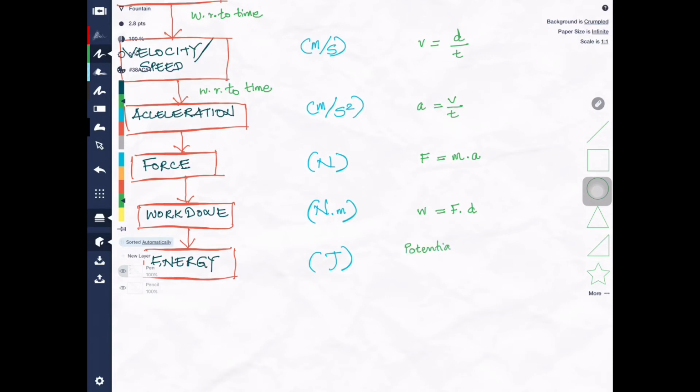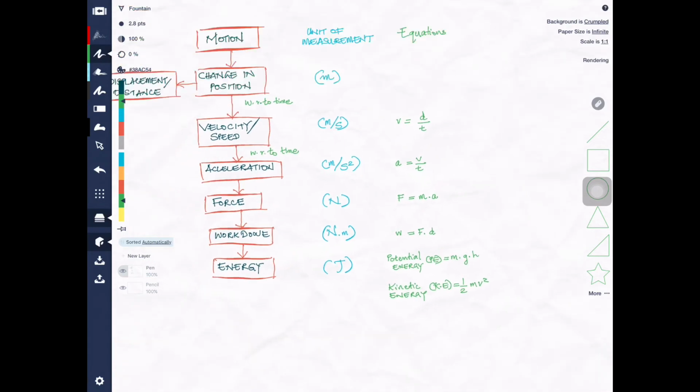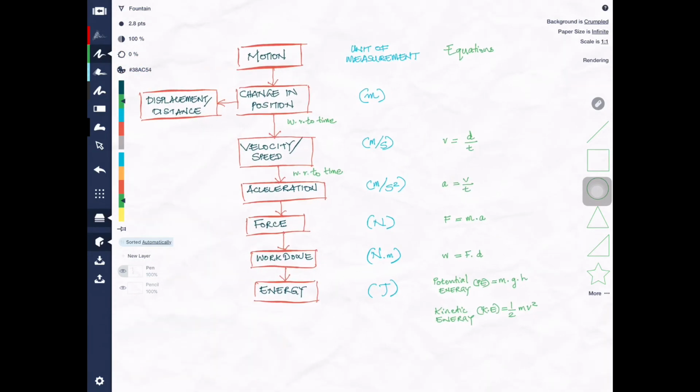Energy can be divided into potential energy, which is by virtue of the position change. Potential energy P is equal to mass into acceleration due to gravity into height to which the object is taken. Kinetic energy is the energy possessed by virtue of motion, which is half m v square, m for mass and v for velocity.